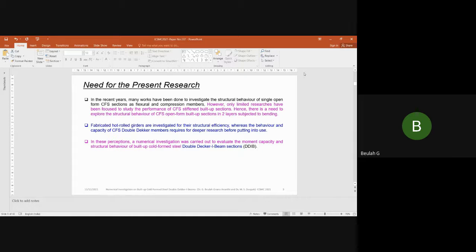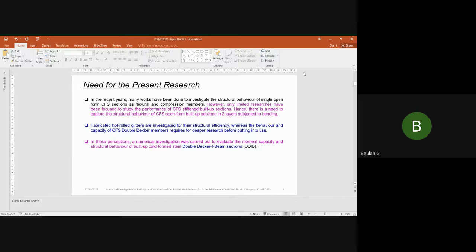So the need for the present study is that very few studies have been done previously on various geometrical cross sections in the flexural member. People haven't tried multiple geometrical cross sections in a combo, like two or more sections put together. So very few literatures are available.